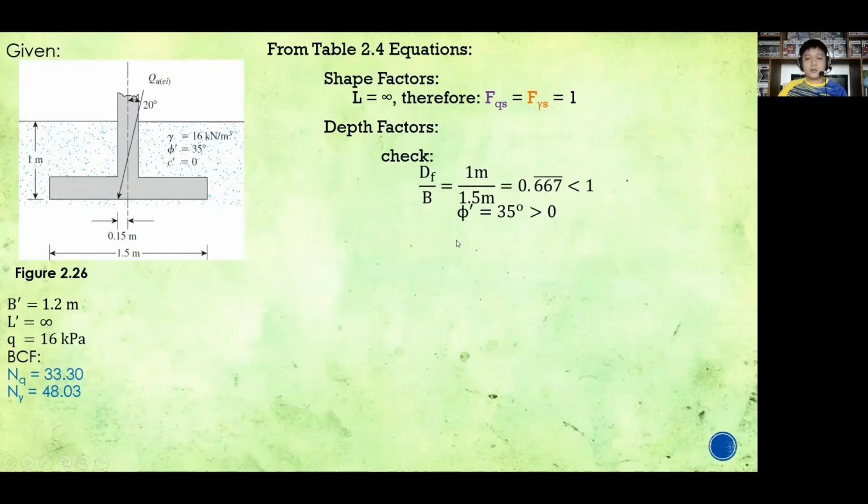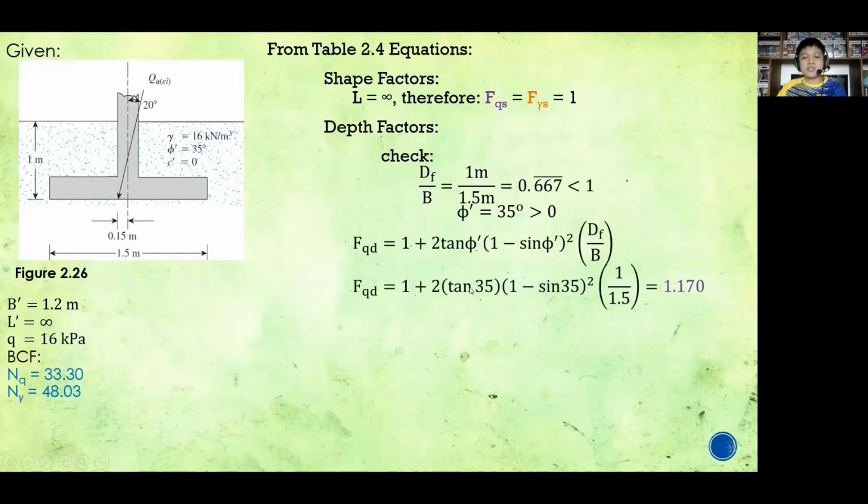Second cluster of equation. So for our FQD, that is now 1 plus 2 times tangent of 35, phi prime, multiply that with the quantity 1 minus sine of 35, the phi prime, raised to 2, then multiply by dF all over B. Again, take note that if your dF all over B is a decimal number, then consider the actual dF all over B. So for this case, we will be using the actual dF, which is 1 all over B, 1.5. Therefore, FQD is equal to 1.17. F gamma D is always equal to 1.